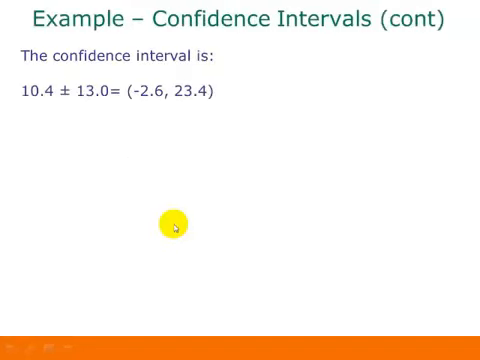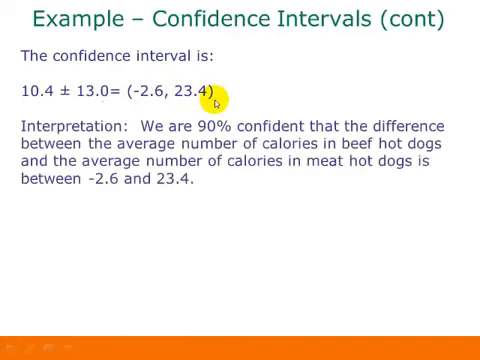So to get our confidence interval, we're taking our point estimate, which was the difference between our 2 sample means. So we're taking that 10.4 plus or minus our margin of error, which was 13. So if we subtract the 13, we get a negative 2.6. If we add the 13, we get 23.4. Now the interpretation of this is that we're 90% confident that the difference between the average number of calories in beef hot dogs and the average number of calories in meat hot dogs is between a negative 2.6 and a 23.4.